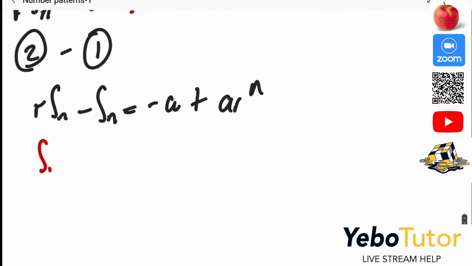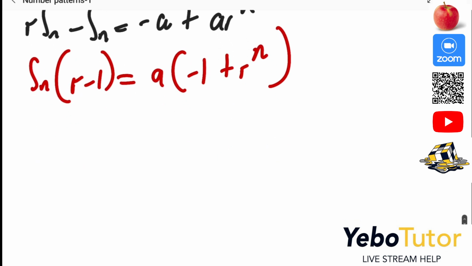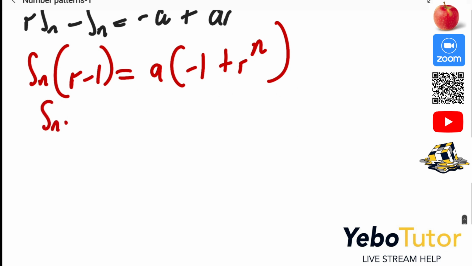Then after that, you can see that Sn is common, so that would be (r - 1) Sn equal to a is common, that would be negative 1 plus r to the power n. Then of course we need Sn to be the subject of the formula. So Sn will be equal to, we divide both sides by r minus 1.